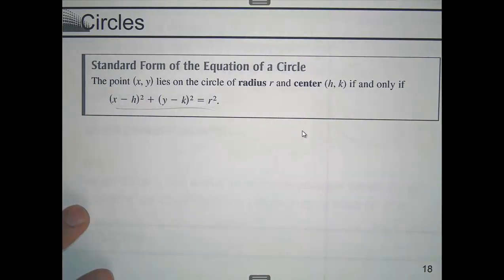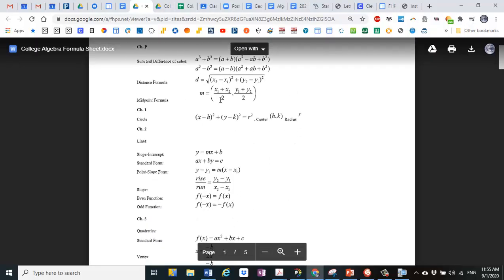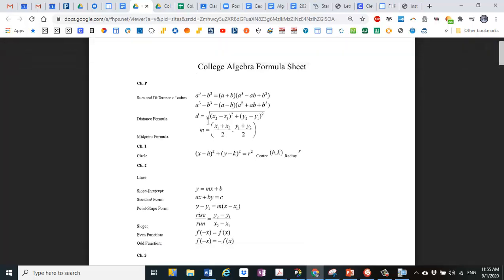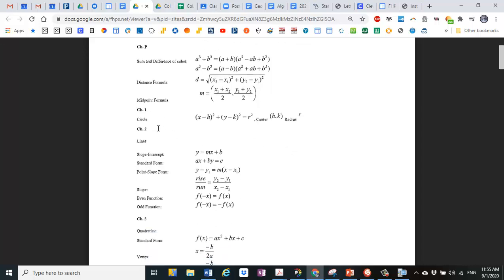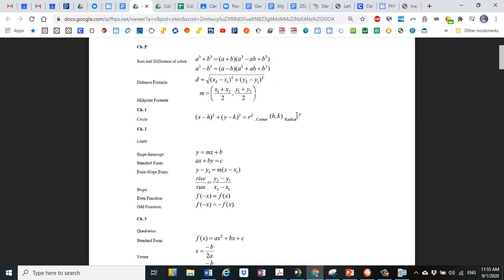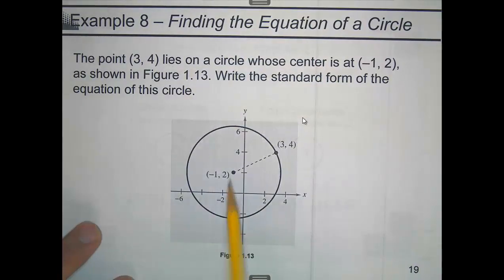All right, but you do need to know this. I put this on our formula sheet, so let me pull up our formula sheet real quick. Okay, so under chapter 1, this is all in order, by the way, so you won't use the prerequisite formulas as much. I guess you could use the distance and midpoint, but you might have those memorized. We won't use the sum and difference of 2 cubes very much, but now we're in chapter 1. So here's the equation for the circle. It's the only formula in chapter 1 that I put on there. It's the only one that you're going to need, but I've got the formula as well as what the center and radius are.